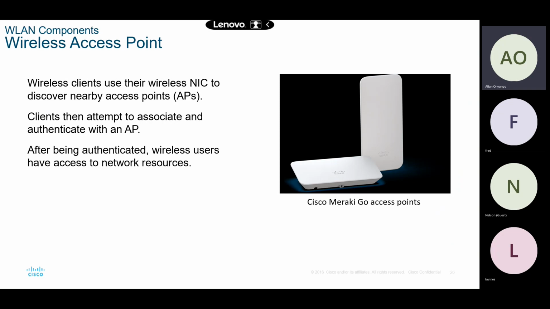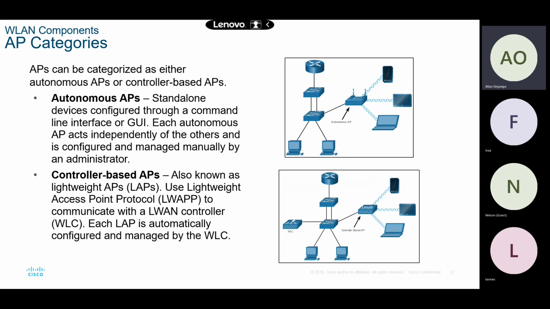Now, for an access point, most wireless devices or clients will use their wireless NIC to determine any access points nearby. And the clients will attempt to associate themselves with and authenticate with a certain access point. And once it is authenticated, the users can now have access to the network resources. Now, access points can always be categorized, whether as autonomous or controller-based access points.